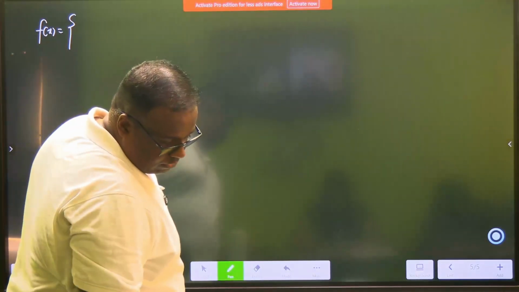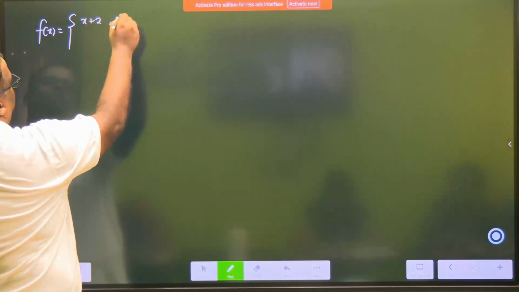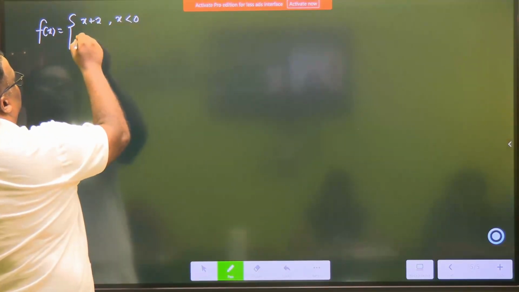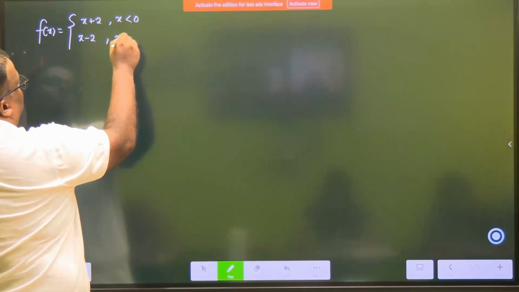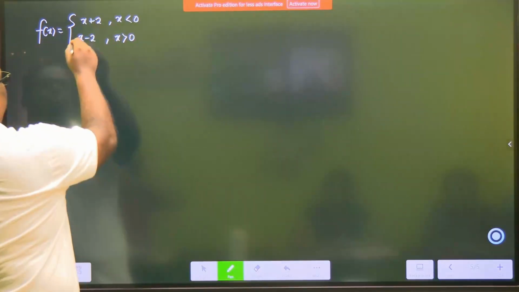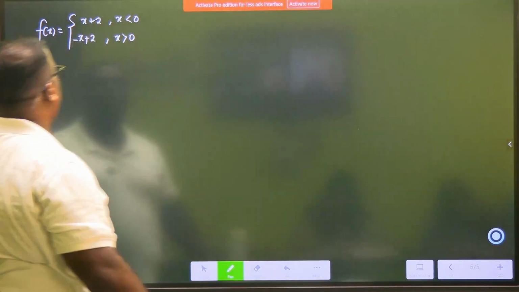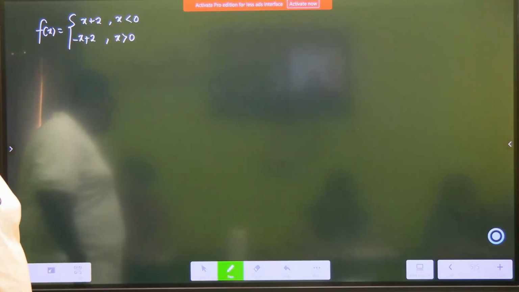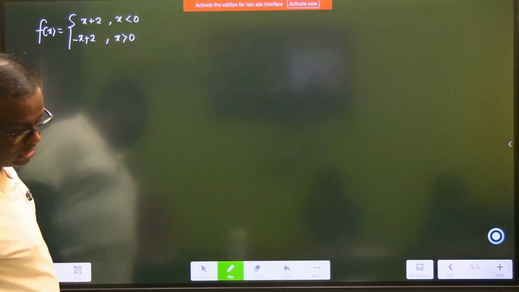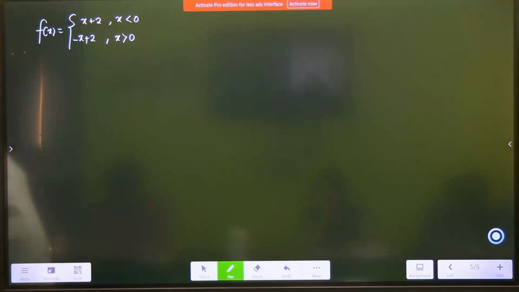Discuss the continuity of the function: x plus 2, x less than 0; minus x plus 2, x greater than 0. Fine. So everything is happening at and around 0. Do we agree? Everything is happening in and around 0. And there is no definition given for what is happening at 0 either. No definition is given. What do you think it should be?